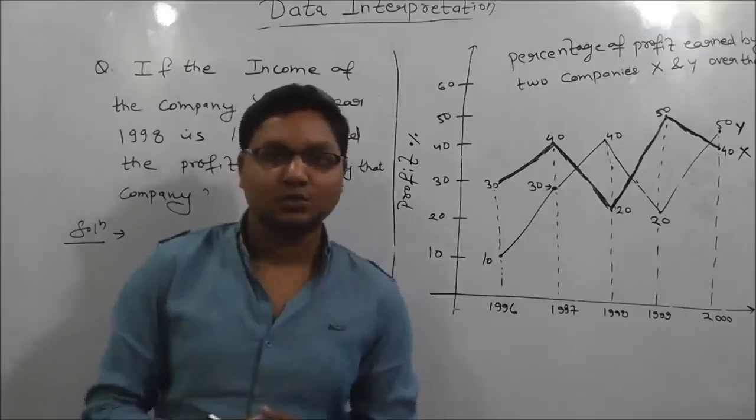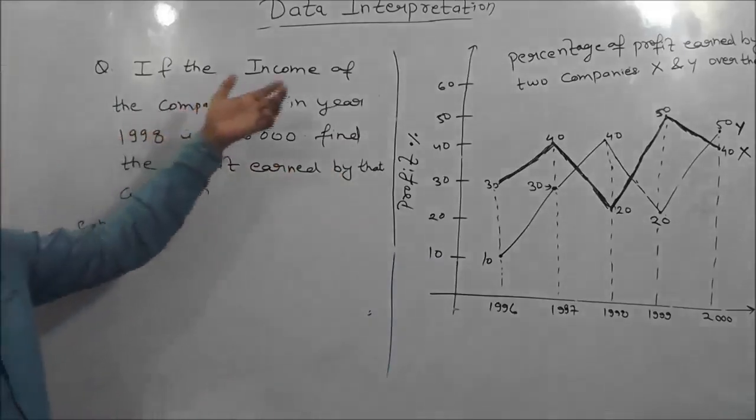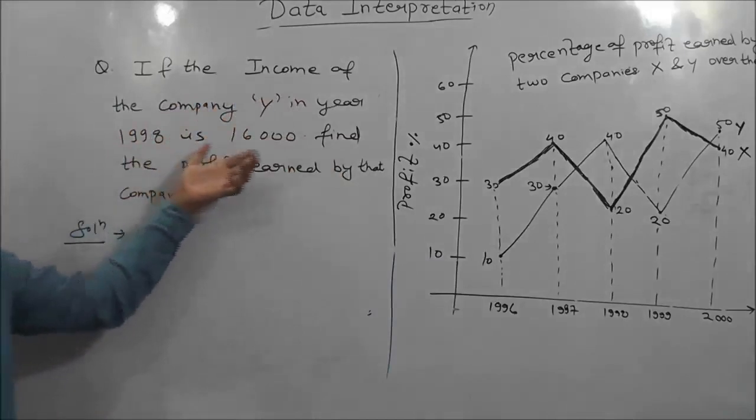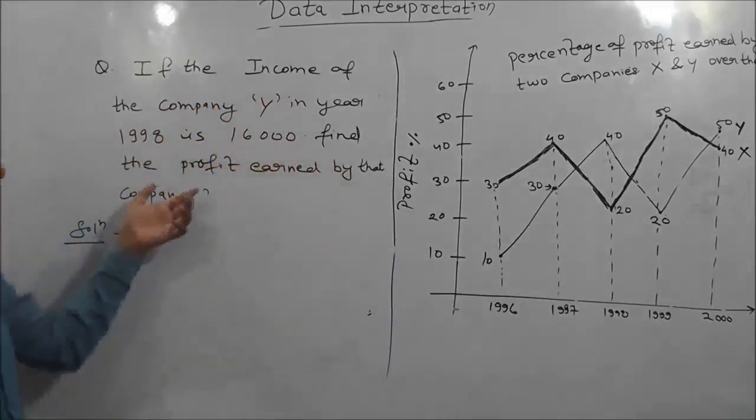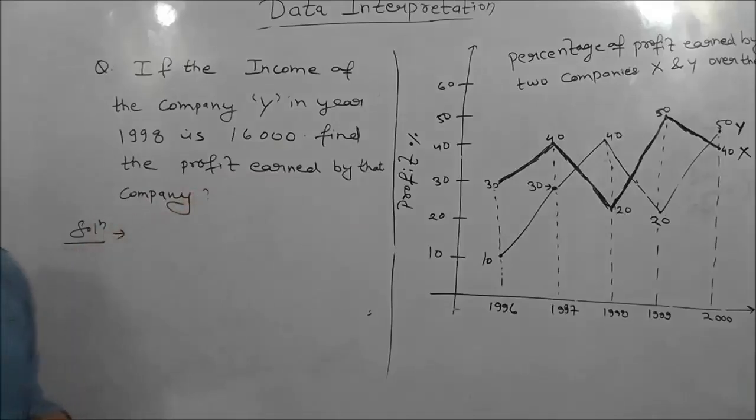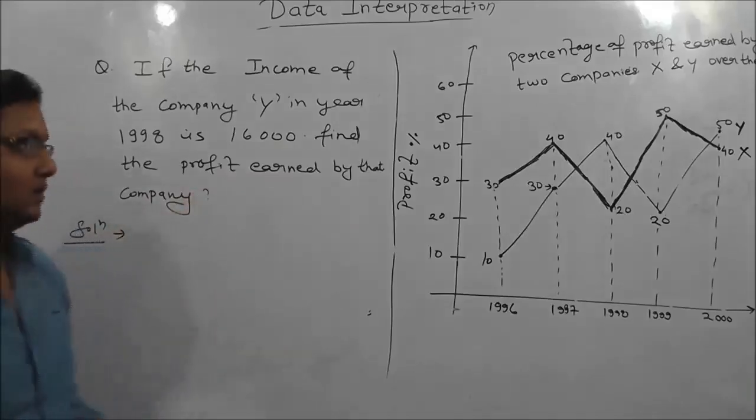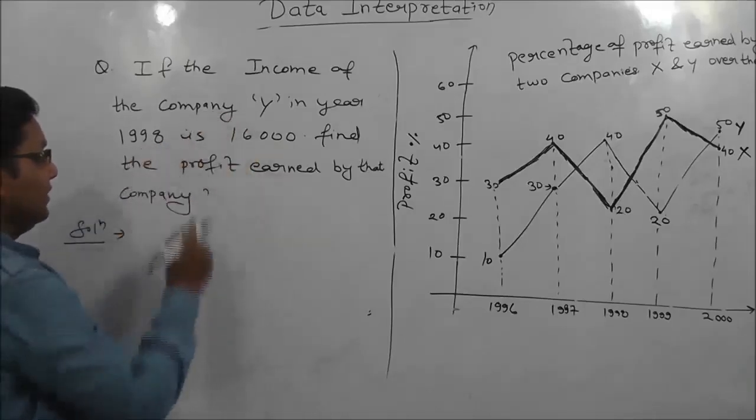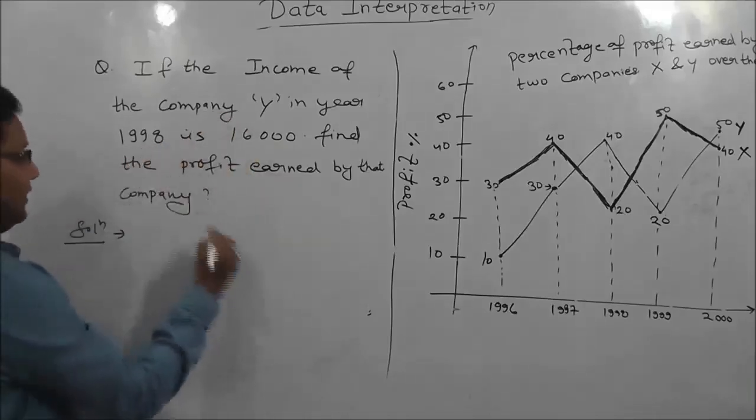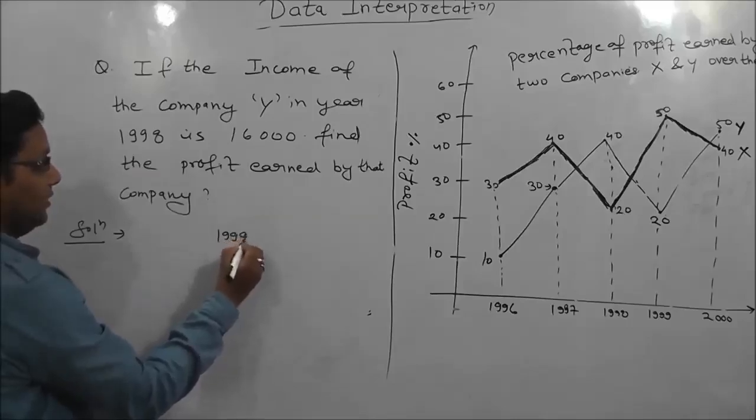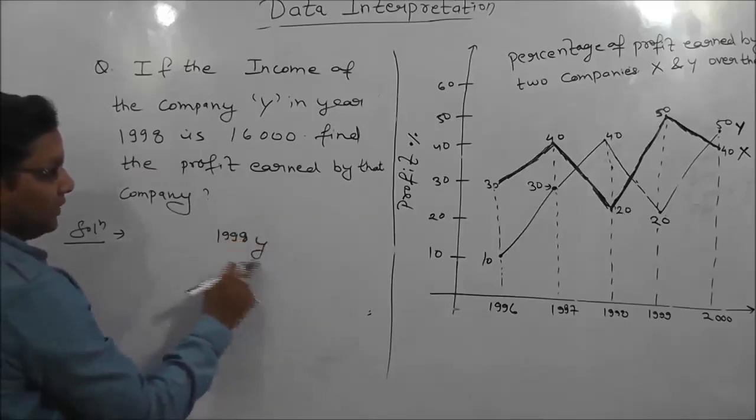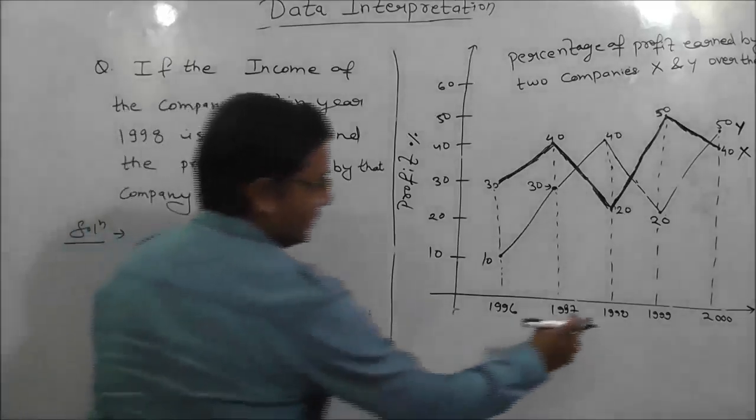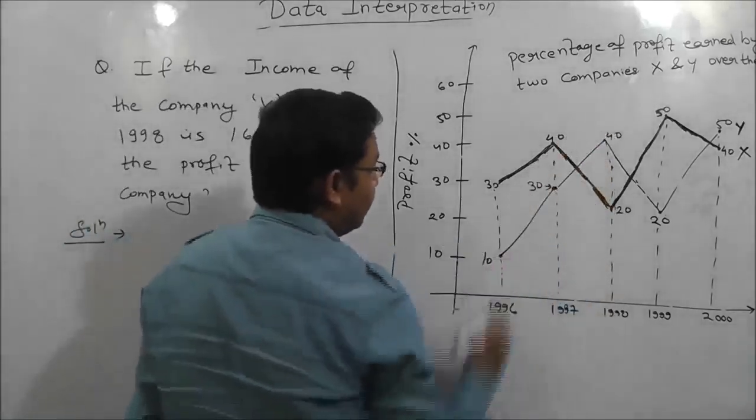Let's see the next question: if the income of company Y in the year 1998 is 16,000, find the profit earned by that company. The income is given for company Y in 1998, so what is the profit percent? Let us see. In 1998, company Y, it is 40%.